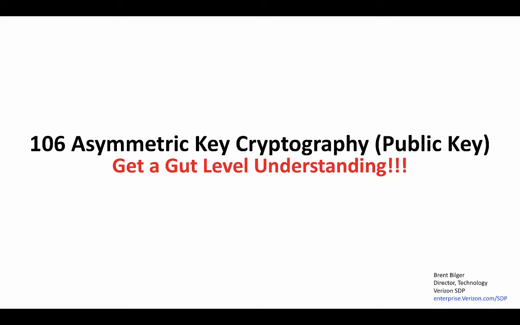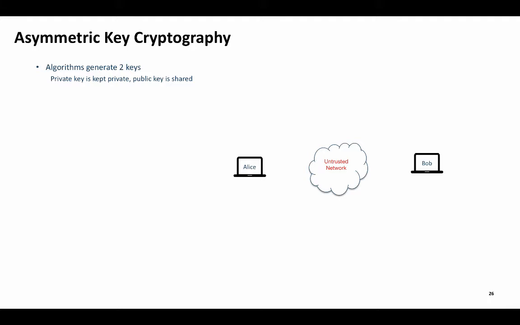Here we are again, Fun with Crypto, where you'll learn more about asymmetric key cryptography, also known as public key cryptography. The simple part of asymmetric key cryptography is that the algorithms generate two keys, a private one and a public one, and obviously one keeps the private key private and shares the public one. In our example, Bob will generate a key pair where the red key is the private key and the green key is the public key. Therefore, Bob will share his public key with Alice.